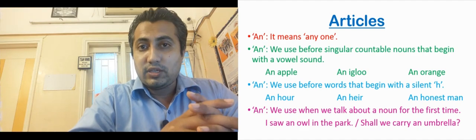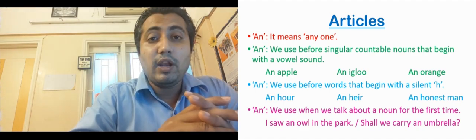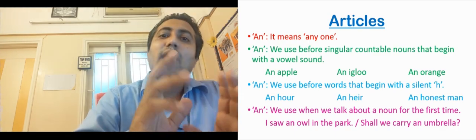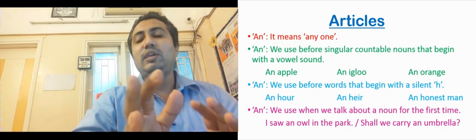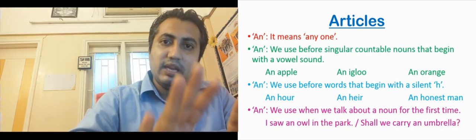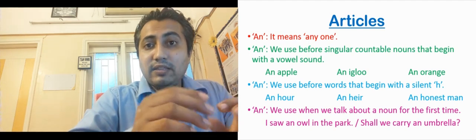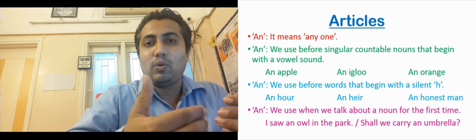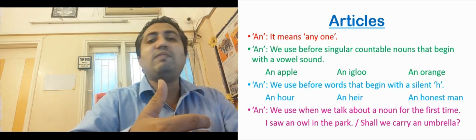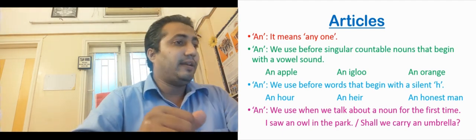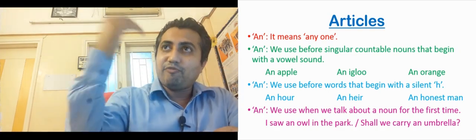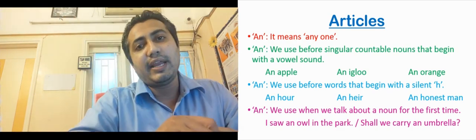Then honest: we don't say "honest" with an h, we say "onest". So again o, a vowel sound, so an honest man. Here we can see that even though the word starts with a consonant h, the h is silent and the starting sound is a vowel sound. That is why we use an. Then here also, like a, when we are talking for the first time about something, we will use the article an.